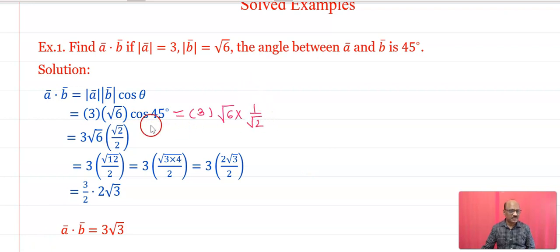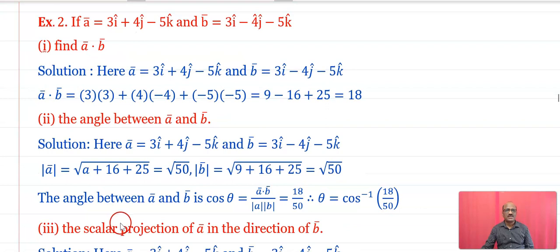If we simplify this, cos 45 is 1 by root 2. Multiplying numerator and denominator by root 2, you will get root 2 upon root 2 into root 2, that will become 2. And next, this root 6 into root 2 will become root of 12 upon 2. Therefore you will get here 3. The 12 can be written as 3 into 4, and the square root of 4 is 2. Therefore 3 into 2 root 3 upon 2. This 2 gets cancelled, and then you will get A bar dot B bar is equal to 3 root 3. Okay.